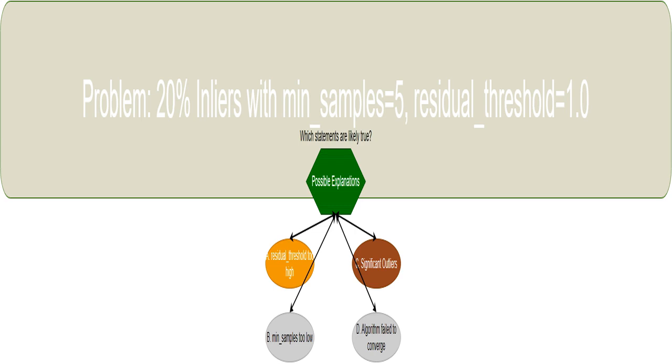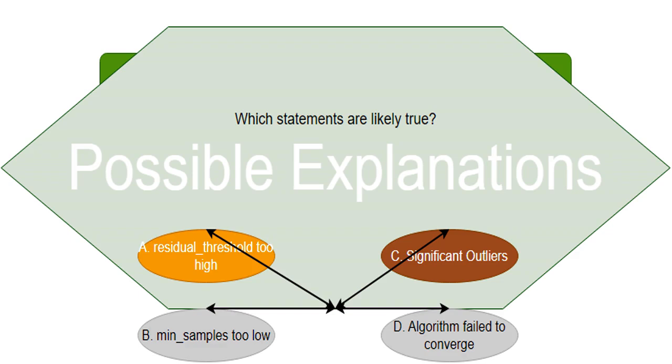The algorithm used min_samples, the minimum number of data points needed to fit a model, as 5 and residual_threshold, the maximum distance for points to be inliers, as 1.0. I want to figure out why so few points are considered inliers. I'm exploring several possible explanations for the low inlier percentage. It could be due to a high residual_threshold, a high number of outliers in the data, a low min_samples, or a failure of the algorithm to converge.